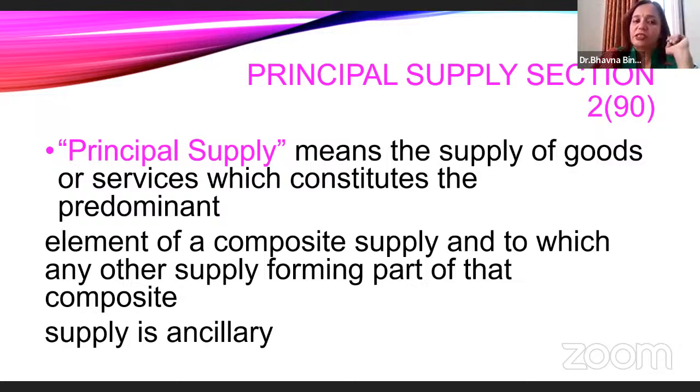Principal supply, that was not a concept before GST at all. There are two types of supply. One is composite and one is mixed supply. They had asked a short note on composite and mixed supply.